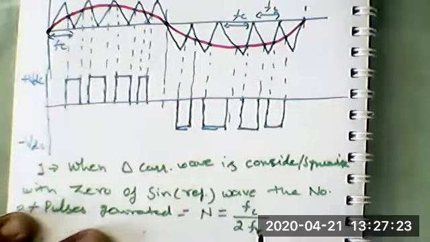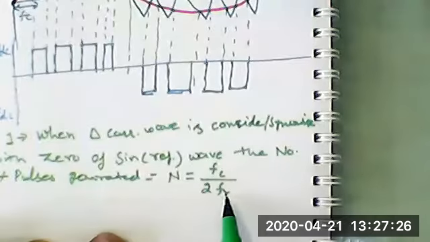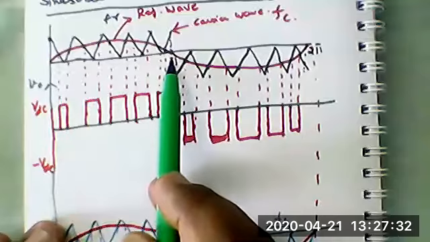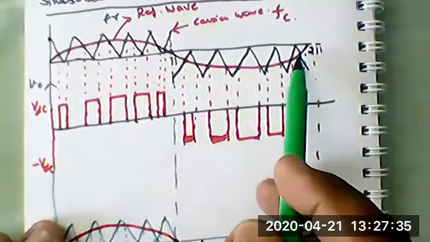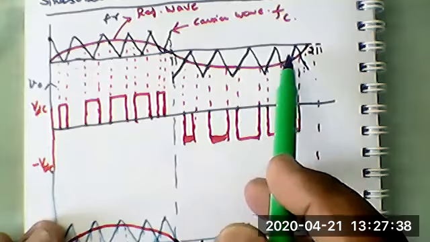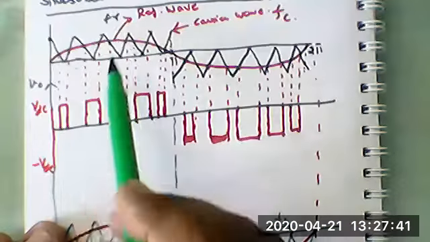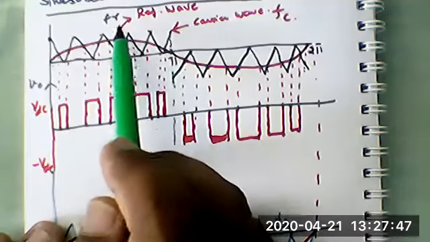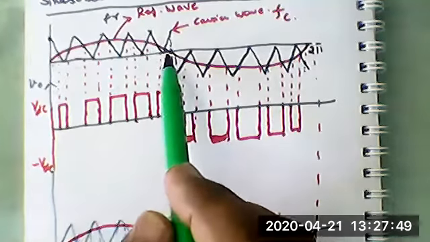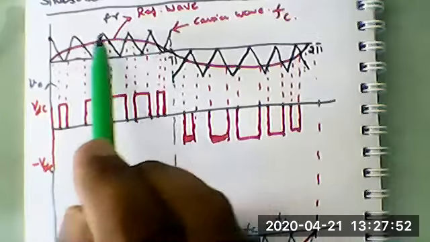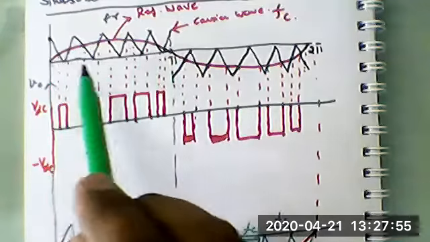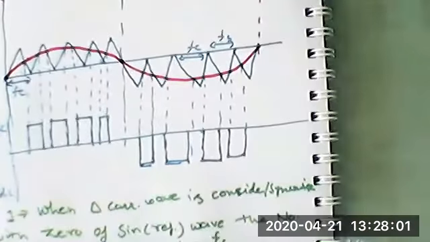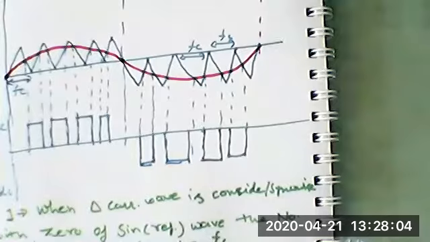See, the number of pulses would be fc upon twice fr, and the logic is very simple. This time period is how much? This time period is T by 2, and T is what? T is 1 upon fr, right? So this time period is T by 2, which is 1 upon 2fr, and it is equal to N times 1 upon fc. It will give you fc upon 2fr, right?